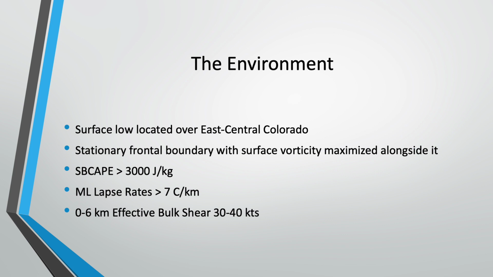So the first big thing to note is there was a surface low located over east central Colorado, very close to our boundary with Boulder and then over the Palmer Divide. And with that surface low there was a stationary frontal boundary that also had an area of surface vorticity maximized alongside it, which you'll be seeing a little bit later on.